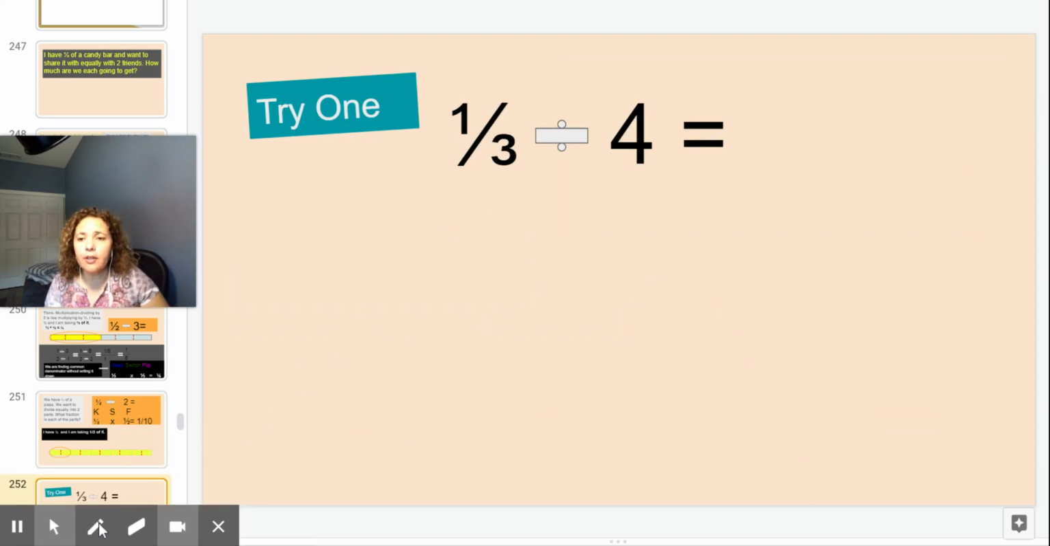Okay, so you try one now. 1/3, and I'm going to divide it into 4. So think of it as having 1/3 of something, and you're dividing it or sharing it with 4 people. So 1/3 of something divided into 4. Draw a picture if you need to, and then do the math equation, then come back to me.